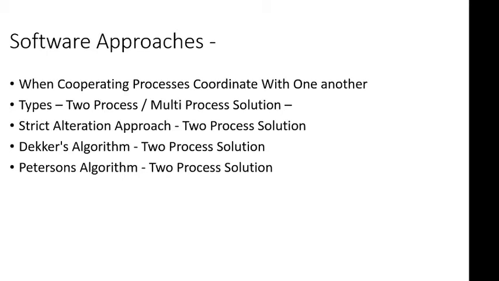Software approaches to the critical section problem, what are we talking about? We're talking about concurrent processes. We are talking about processes that are talking to each other and sharing the same data. So there are problems: inconsistent data, race conditions. So some things must happen. Software approaches, when you have concurrent processes, they share data, so the responsibility is given to them.